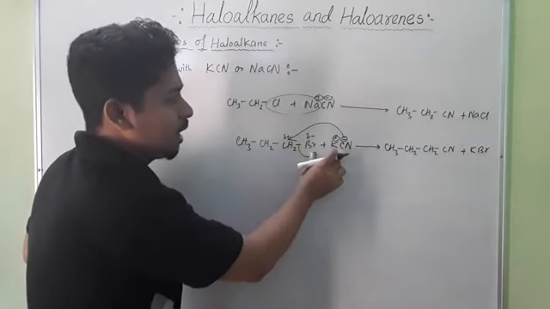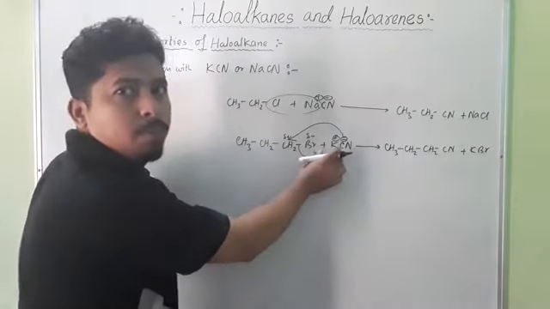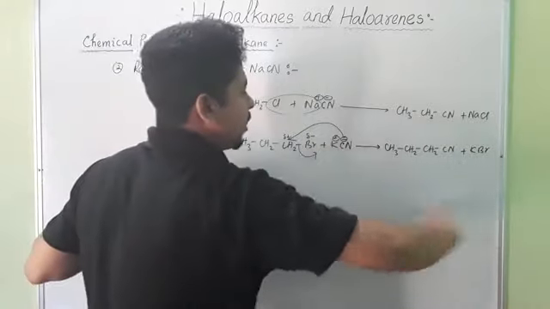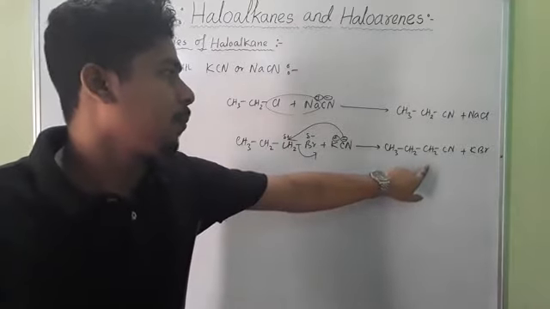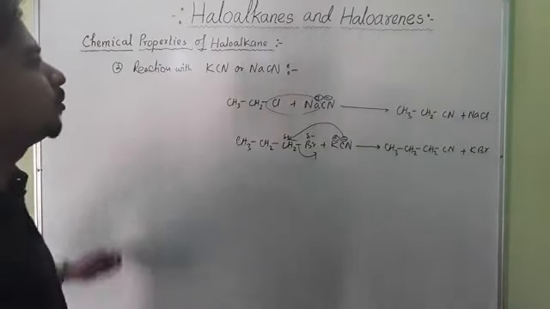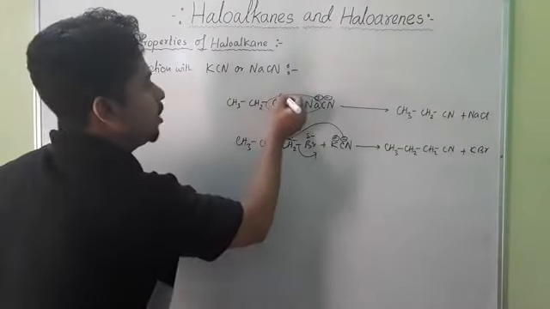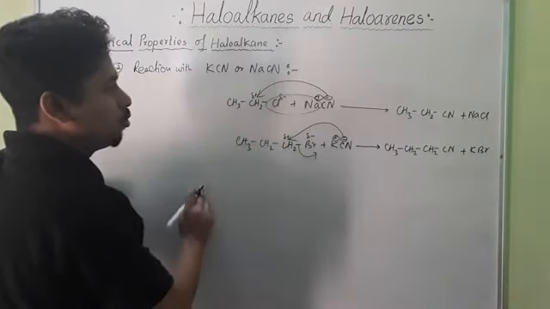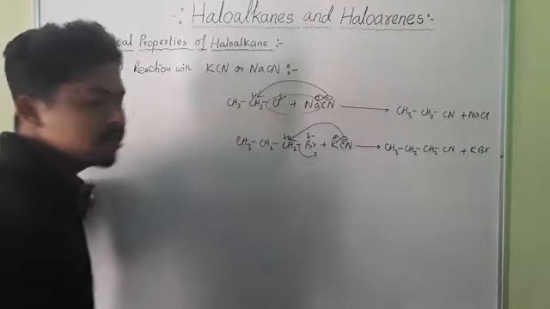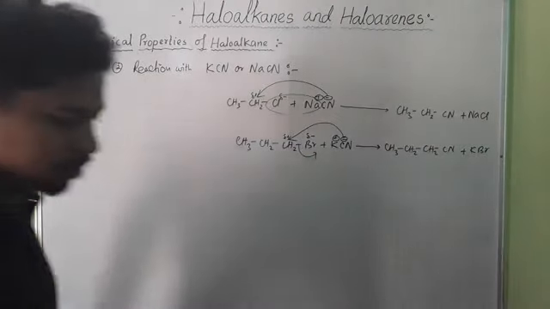This bromine will combine with this potassium, so it will be released as KBr. So we will get CH3-CH2-CN. Similarly, this one is delta minus, this one is delta plus, electron deficient, so this CN will attack. So it will form CH3CH2CN plus NaCl.